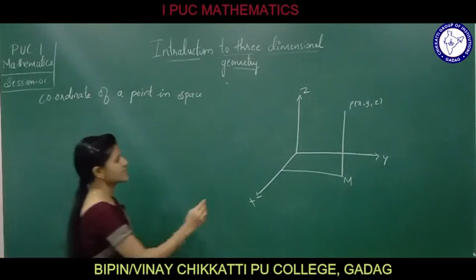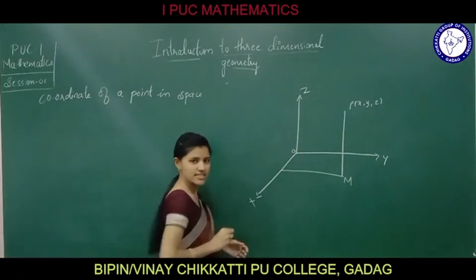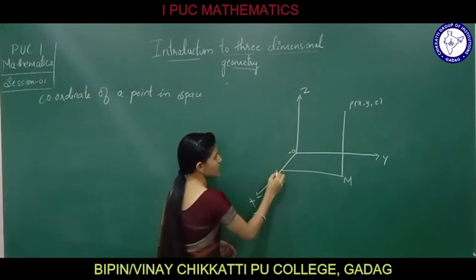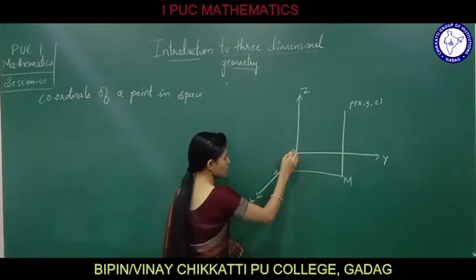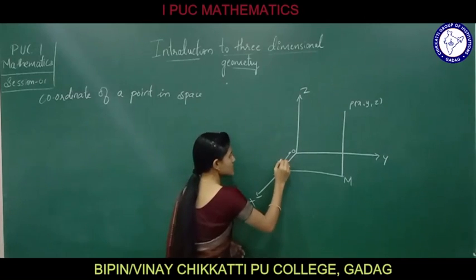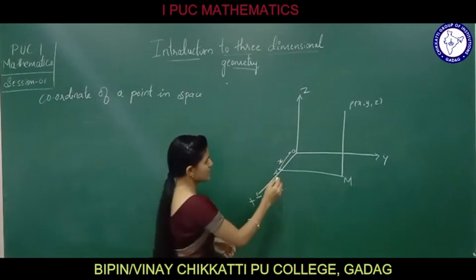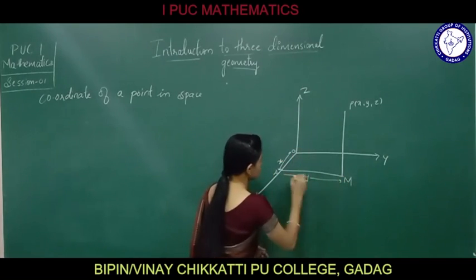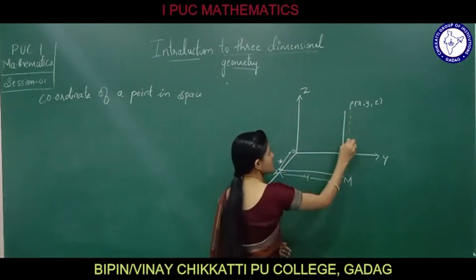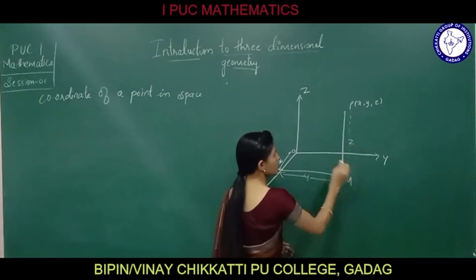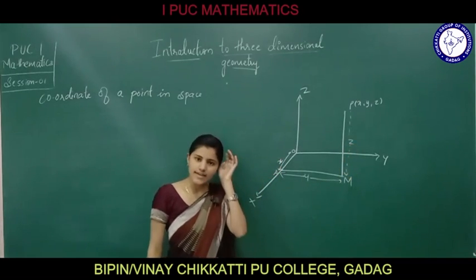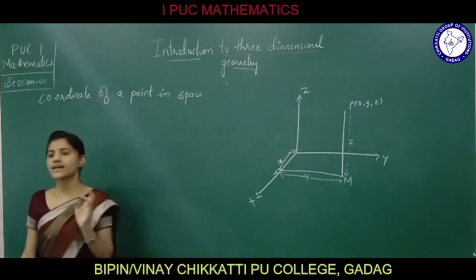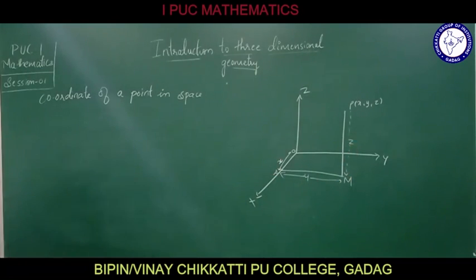This is our origin, right? Let us name this point A. The distance from O to A is X. Here this is Y, and this distance we are going to say is Z. So this is how we are going to find its distance. That is what we have done.